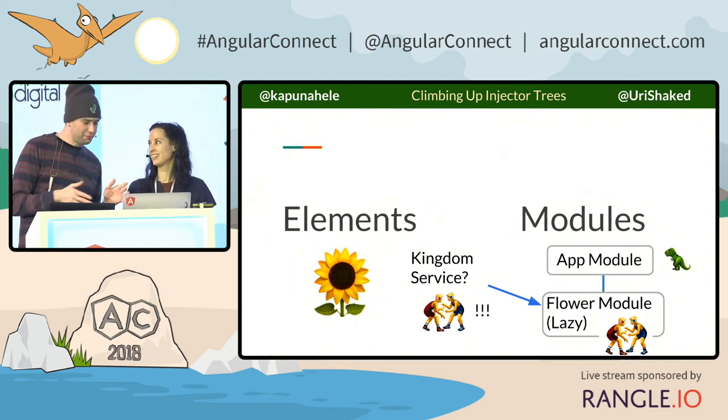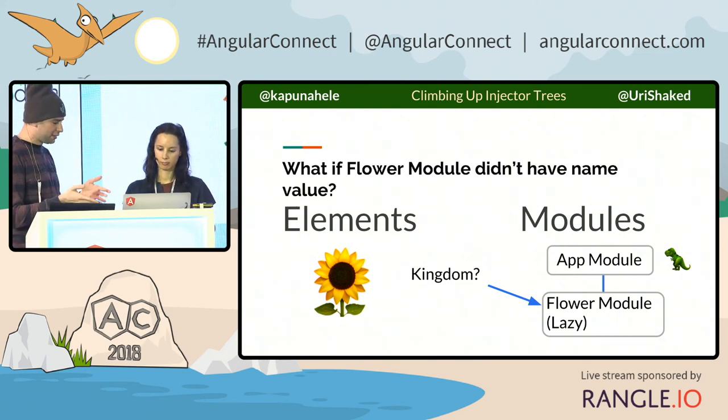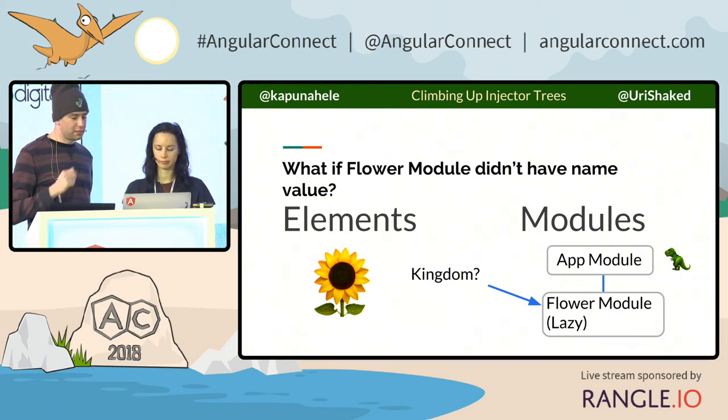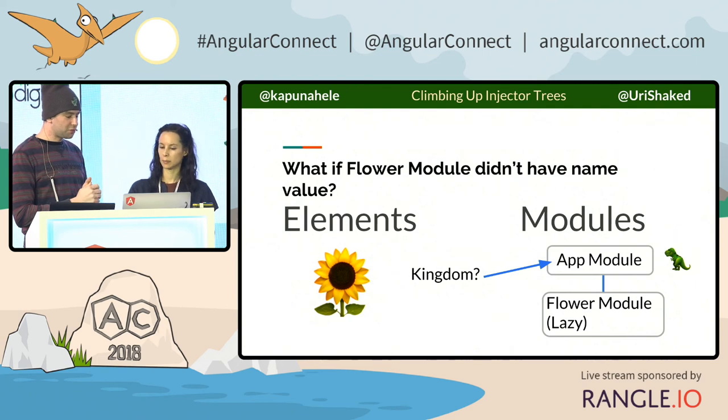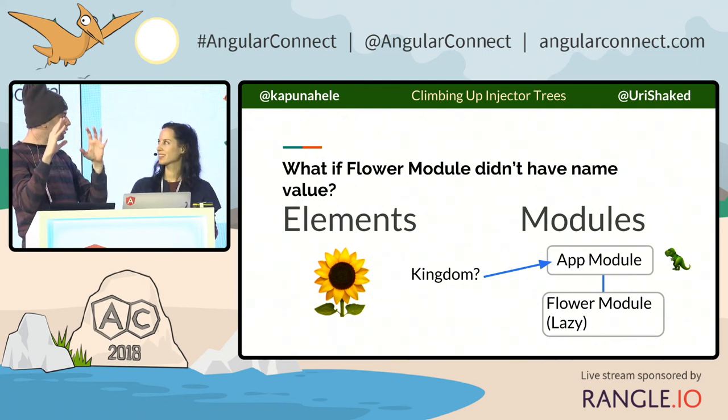Yeah. But what if there was no man wrestling defined there? Like, what if we didn't provide kingdom in the flowers module? Then the injector would have to continue up the module injector tree. So this is where the module injector tree comes into play, when you have lazy loading, and only when you have lazy loading.